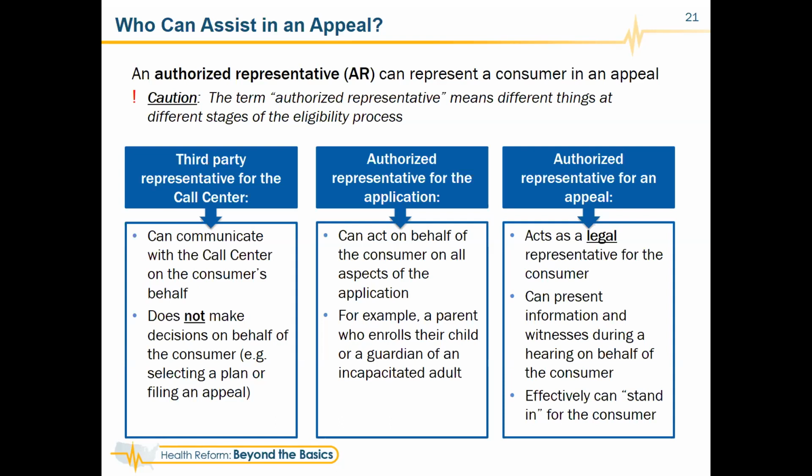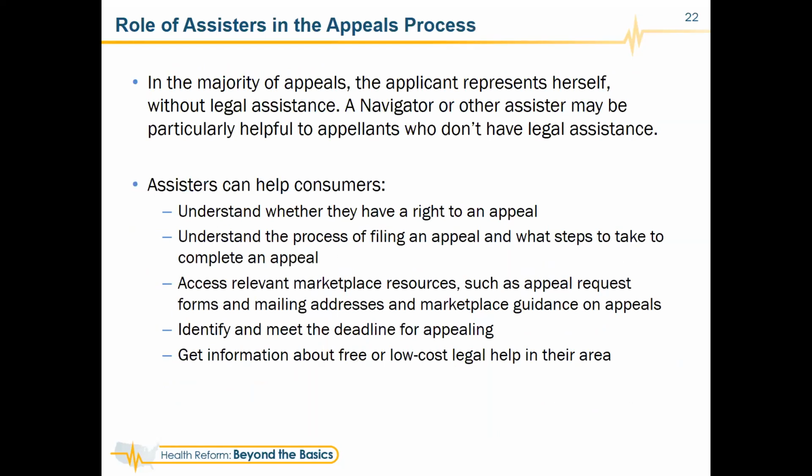So I just want to be really clear here. And I think it's important to note that assisters and other support individuals in a consumer's life that are helping with an application can assist without being designated as an authorized representative. So assisters and family members and friends can take on roles like explaining the appeals process, explaining when someone has a right to an appeal, helping fill out a form, mailing in a form, helping them understand deadlines, and maybe even referring them to low cost or legal aid in their area.